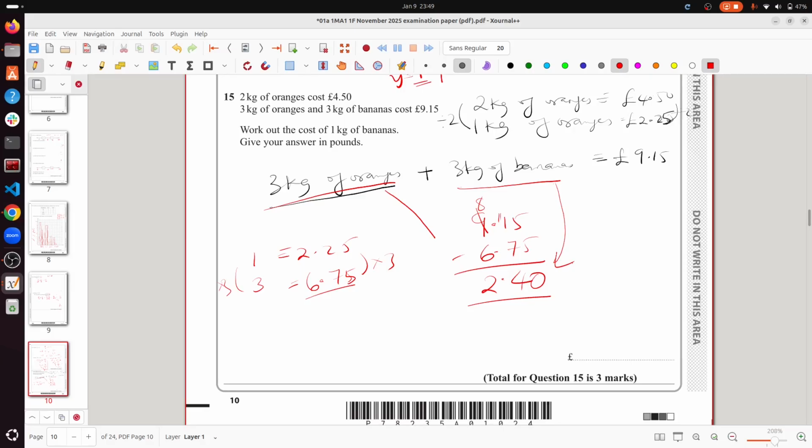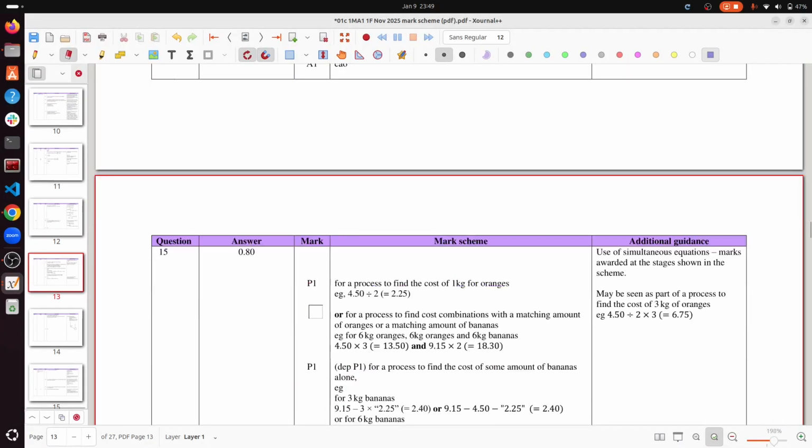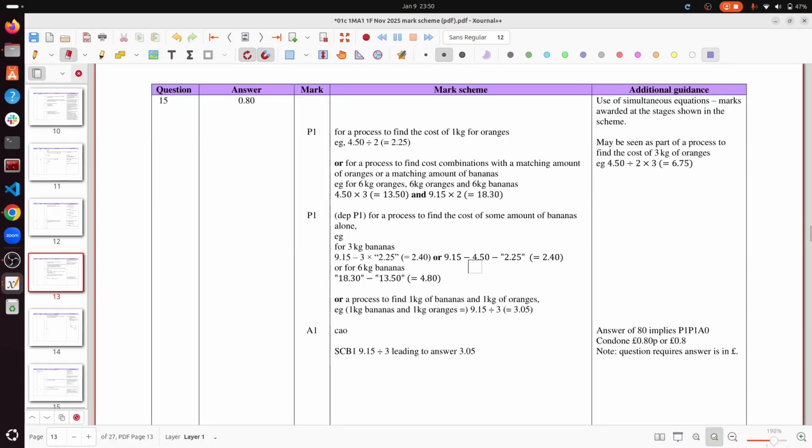So 1 kilogram will be £2.40 divided by 3, and that will be 80p. So 0.8. So looking at our mark scheme, that gives us 0.80 for the process to find the cost of 1 kilogram of oranges, so dividing £4.50 by 2, that gives us that. So these are the steps we can follow.